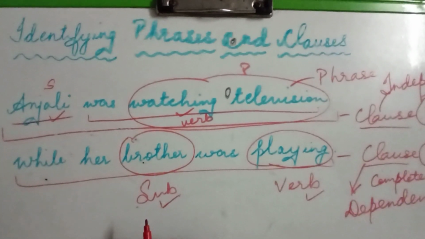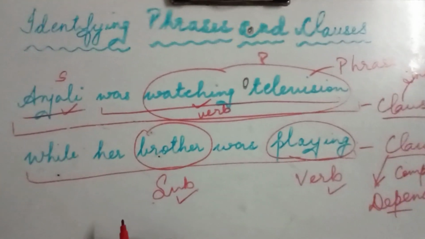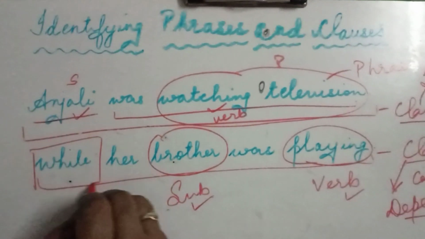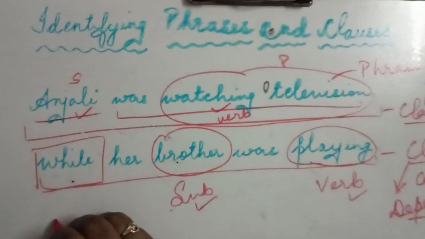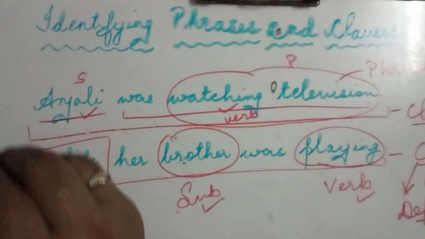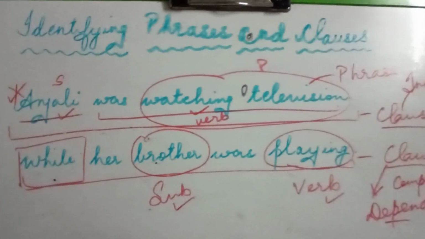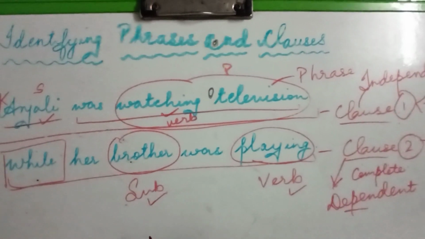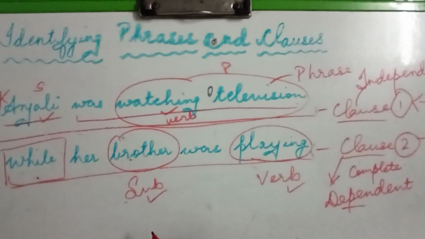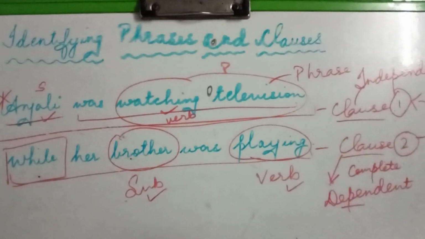One more thing that you need to note here is that dependent clauses are always introduced or started with a conjunction, a subordinating conjunction, but an independent clause will never start with a conjunction. So this is all to give you a little help to identify phrases and clauses in a sentence. I hope everything is clear.